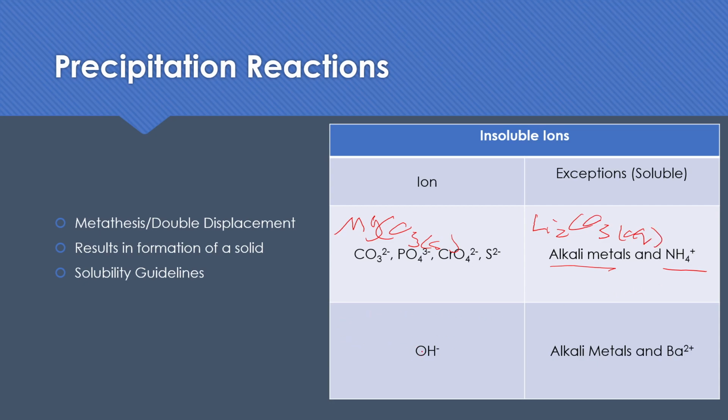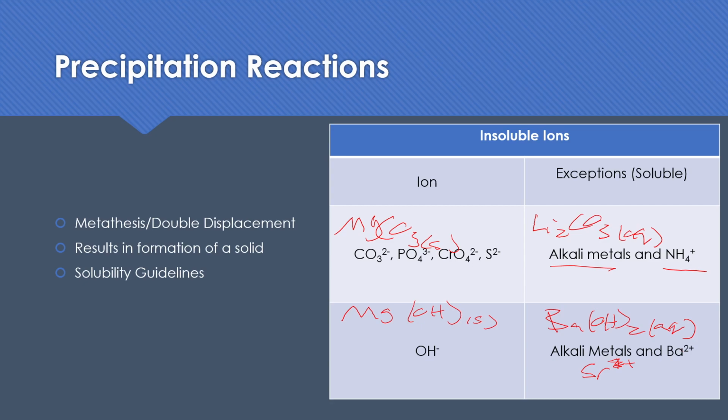Hydroxides are mostly insoluble, so magnesium hydroxide would be insoluble, and so it's a solid. Then, again, the alkali metals and barium, and I believe strontium as well, 2+. So, barium hydroxide. Right, so if you had barium hydroxide, that would be aqueous.